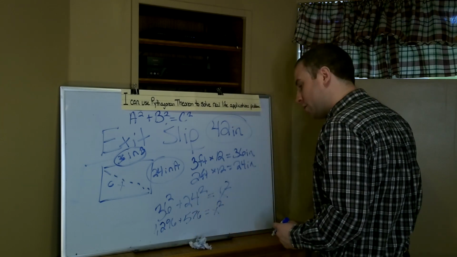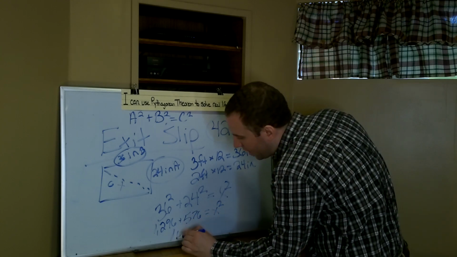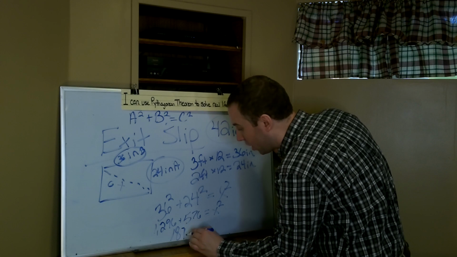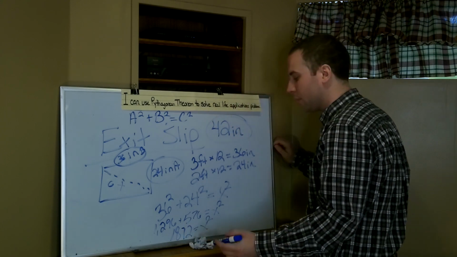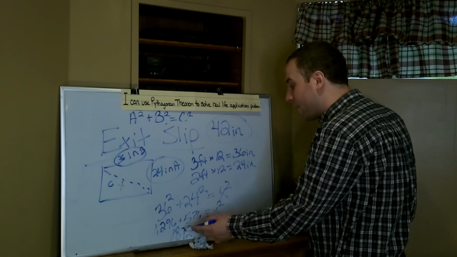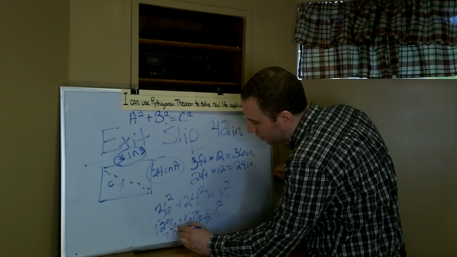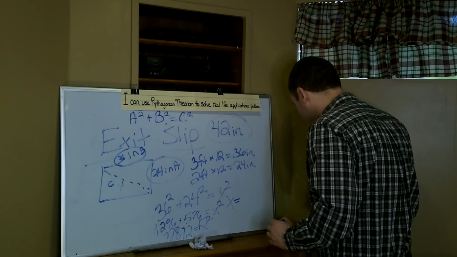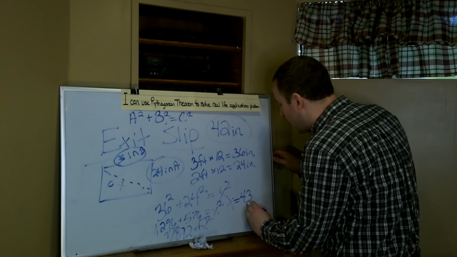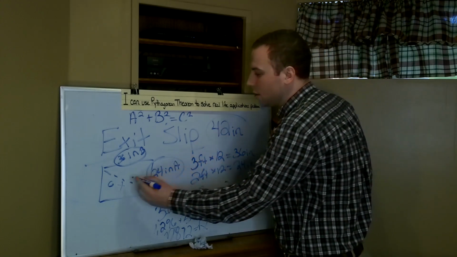Let's go ahead and add those two values together. So we get a grand total of 1,872 equals x squared. And again, in order to get rid of that squared, let's take the square root. So x equals 43.2.